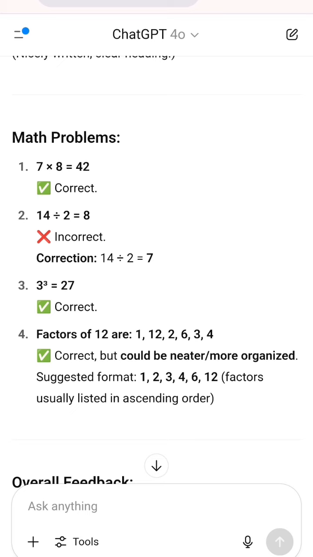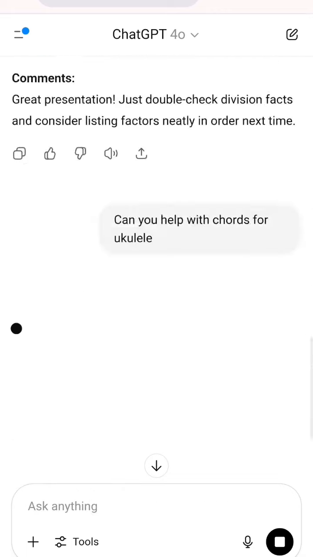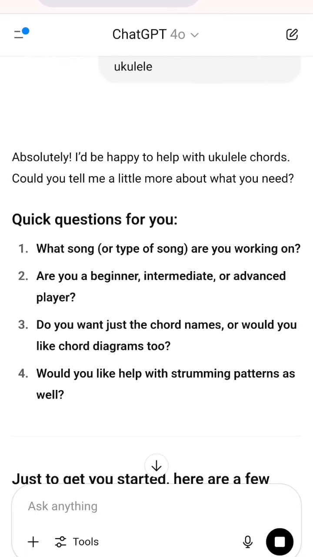Now, there are some other things where it is less of a problem. For example, the one that I asked for help with recently is, can you help with chords for ukulele? Who knew I would be helping my daughter learn ukulele? I always thought that they would all be taught descant recorder like I was at school, but there we go.